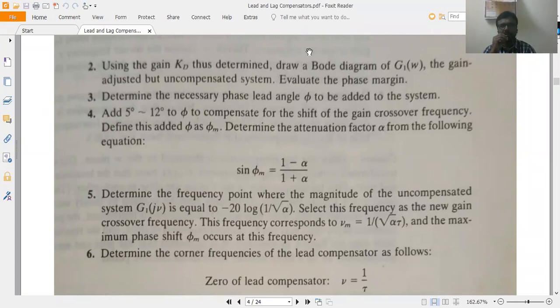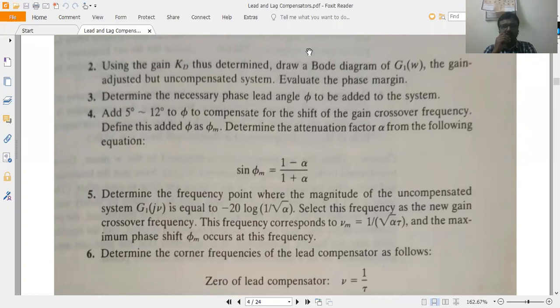At that particular position, we have to note the frequency, and we have to select that particular frequency as the new gain crossover frequency. The frequency corresponds to ωm is equal to 1 divided by root of alpha into T, and the maximum phase shift phi m occurs at this frequency.